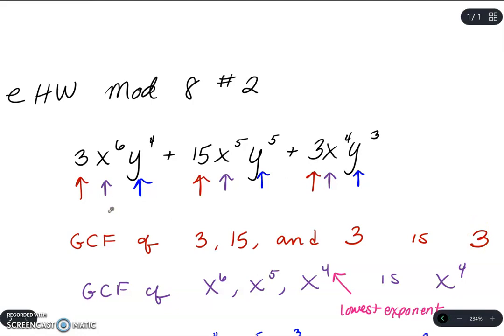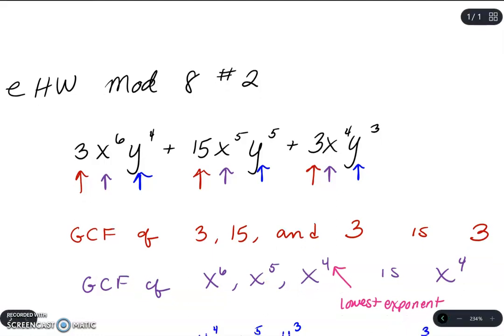Then I'm going to track the next factor here. I'm going to look at the x expressions there. X to the 6th, x to the 5th, x to the 4th. So I can just write those down there. Pick the one with the lowest exponent. That will divide into x to the 5th and x to the 6th. That's what we're looking for. What do they share? Well, they all share x to the 4th.